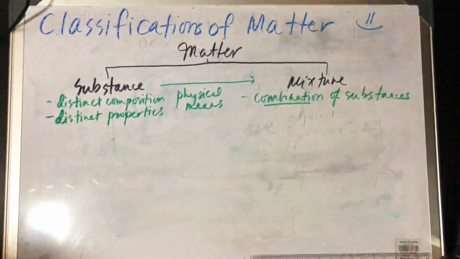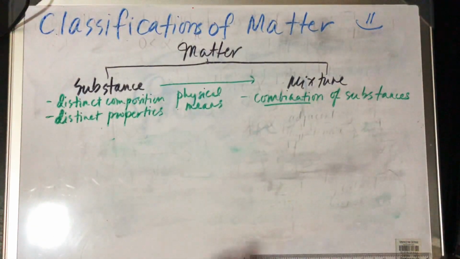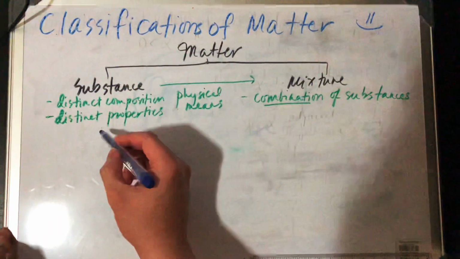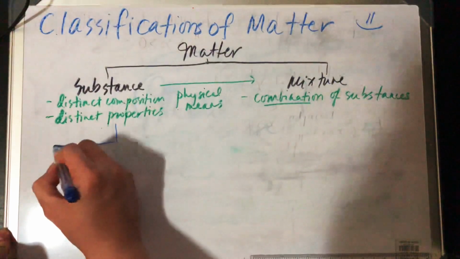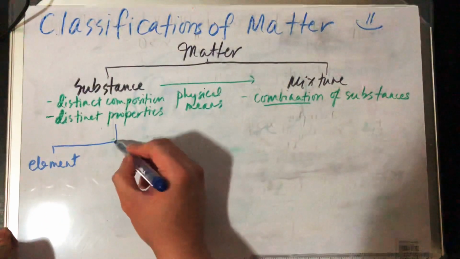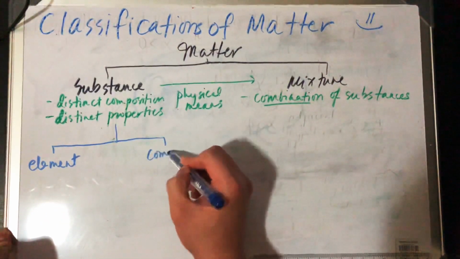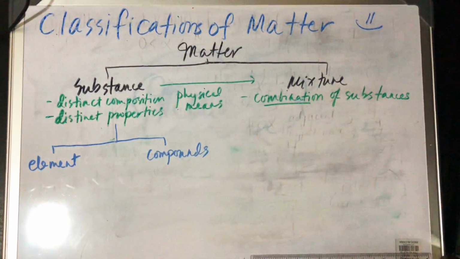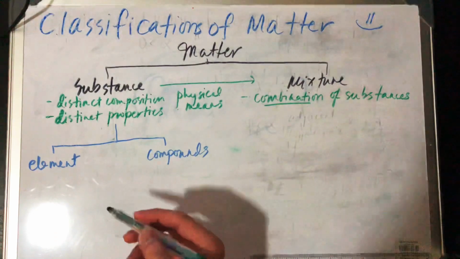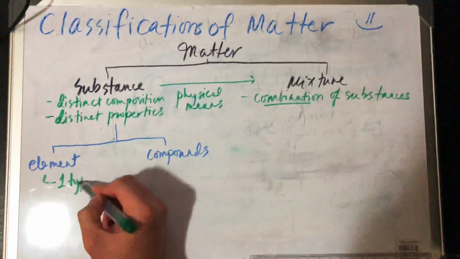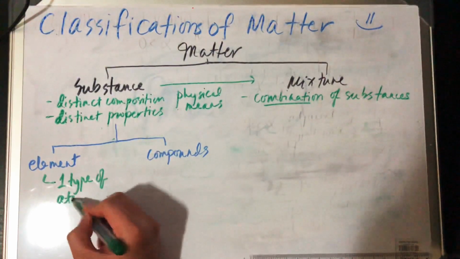Now let's classify substances. Substances can be further classified into two: elements and compounds. What's the difference between these two? When we say element, it is composed of one type of atom.